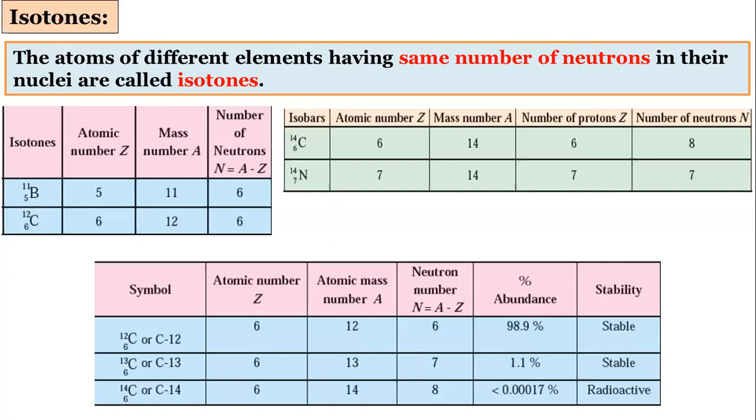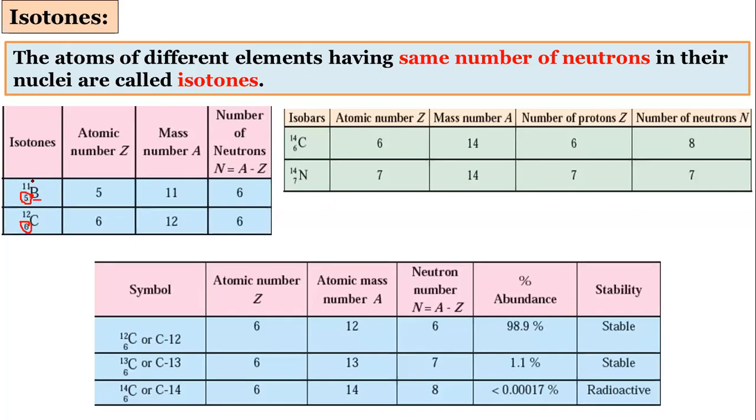Isotones mean what? Same number of neutrons. The species which have the same number of neutrons in their nuclei are called isotones. See, these examples are given here. These are also neighboring elements. Boron, atomic number is 5 here. Atomic number 5 means the protons are 5. Carbon has atomic number 6.